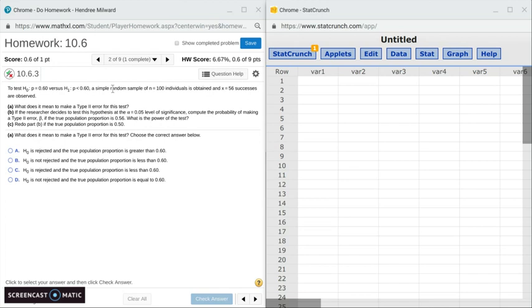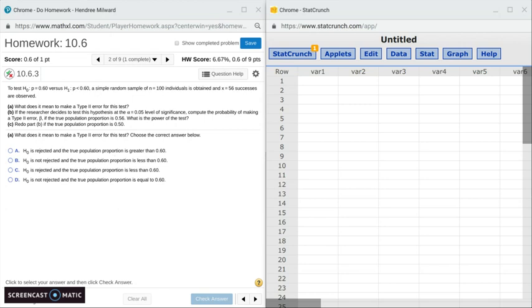Okay. We have a random sample of 100 individuals, and we got 56 successes. So first we are asked, remember, the power of the test is related to the probability that we'll make a type 2 error. And we want to know what is a type 2 error in this situation? Well, it's really not rejecting the null hypothesis when we should.